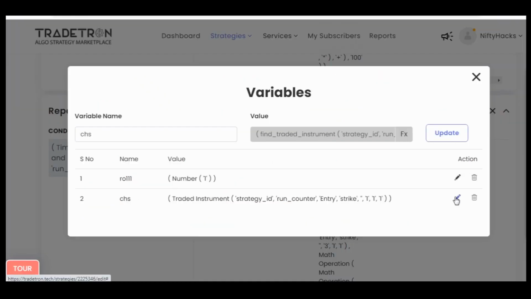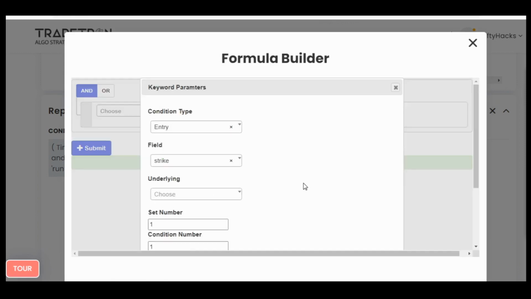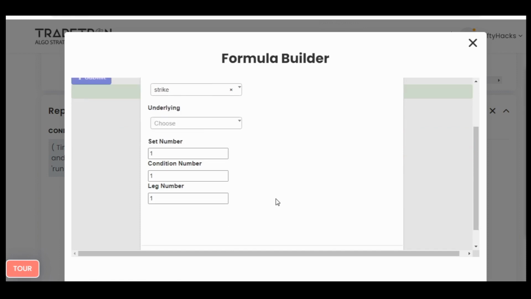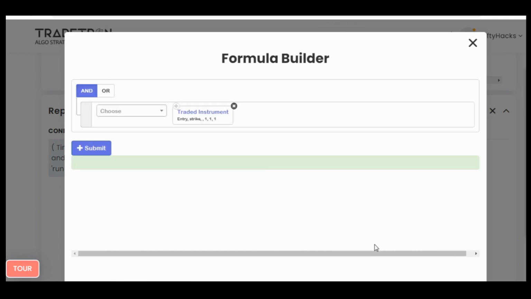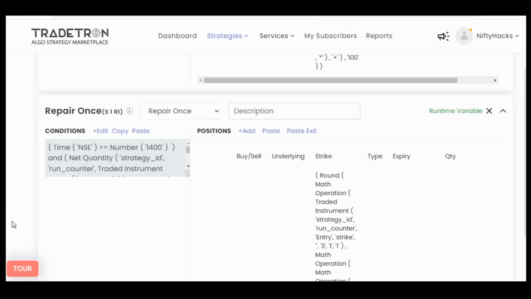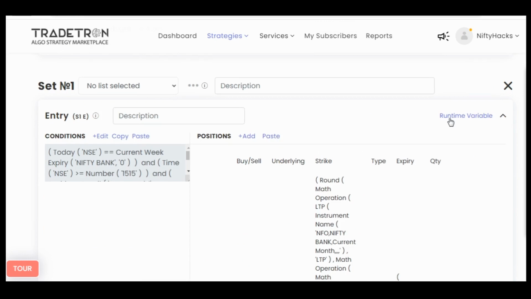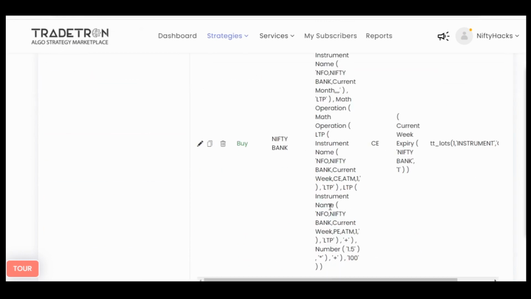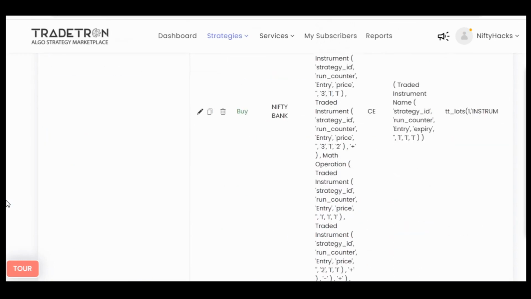So its value is nothing but traded instrument entry strike 111. Why have I given entry strike here? Many people would have a doubt in their mind, why I have not used runtime here as soon as we are entering the strategy. The reason is simple.